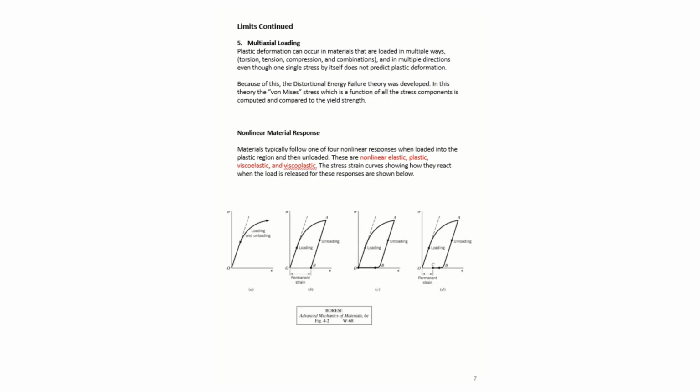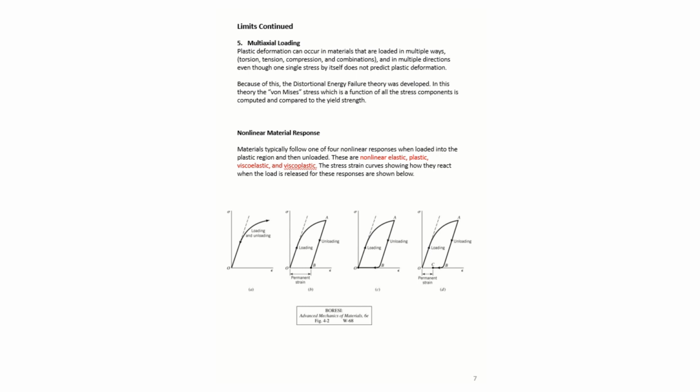So this is kind of an interesting plot to show how a material, due to a load reversal, does not respond exactly how we've been assuming it does in our previous models. If we look at multi-axial loading, so we're pulling on this in various directions, plastic deformation can occur in materials due to torsion, tension, compression, and a combination of all of these, and in multiple directions, even though one single stress by itself does not predict plastic deformation.